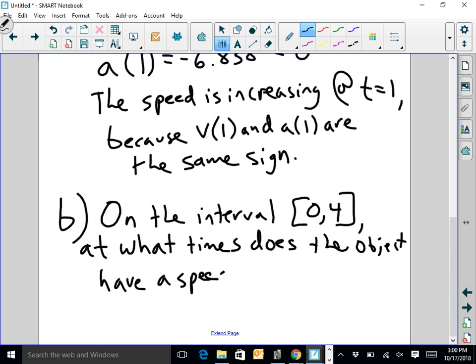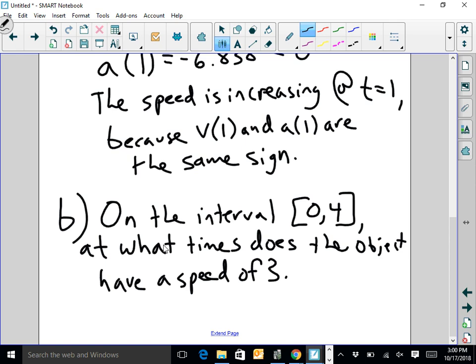So I want you to pause here and just contemplate this question. What jumps out at you? A couple of things jump out at me. One, we are looking at a different interval than the original interval of the problem. We're looking at an interval of 0 to 4. Now I want to know when an object has a speed of 3.